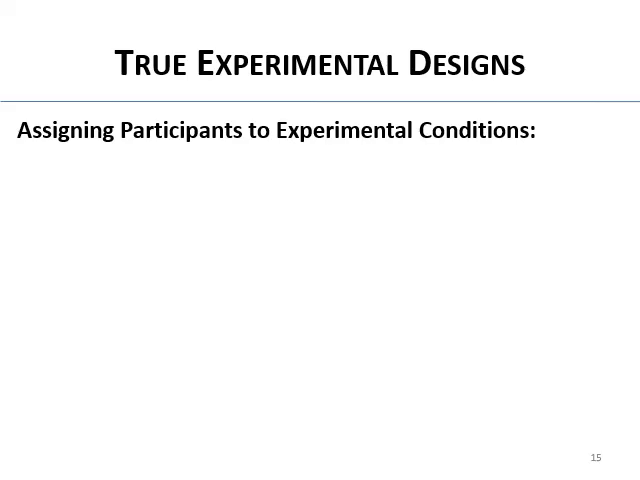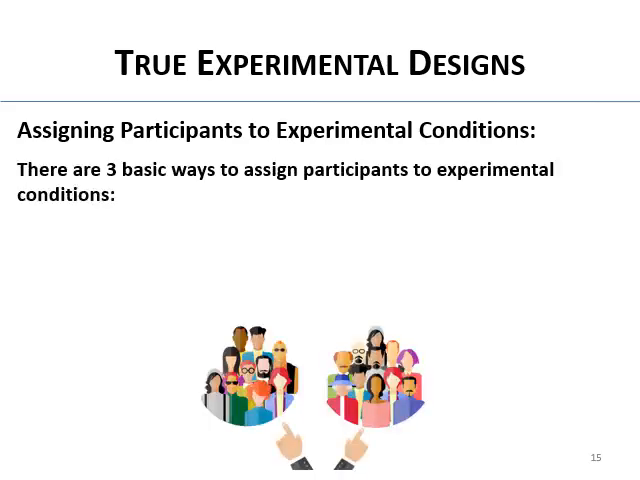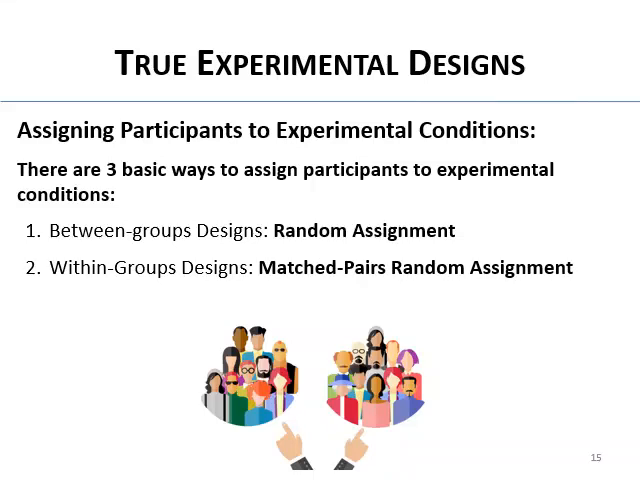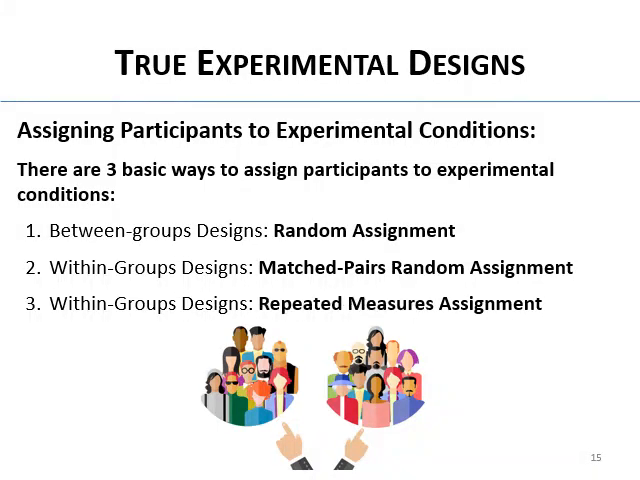So how do you assign participants to experimental conditions? Well, there's 3 basic ways to assign them to conditions. There's the between groups design approach where you just do random assignment. You're in that group, you're in the other group in a random way. Within subject designs, you do matched pairs. You pair them up and you randomly assign one to one group and the other one ends up in the other group. And then there's repeated measures designs where you do repeated measures assignment where you assign them to orders of treatments, right? Because in repeated measures design, they're in all levels, so you randomize the order they get treatments.